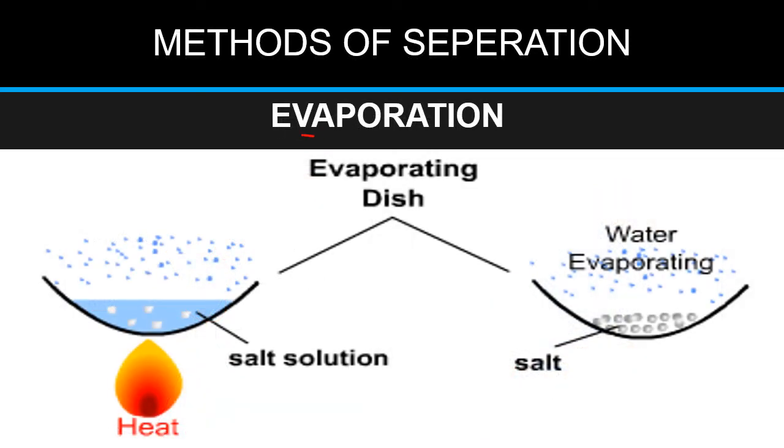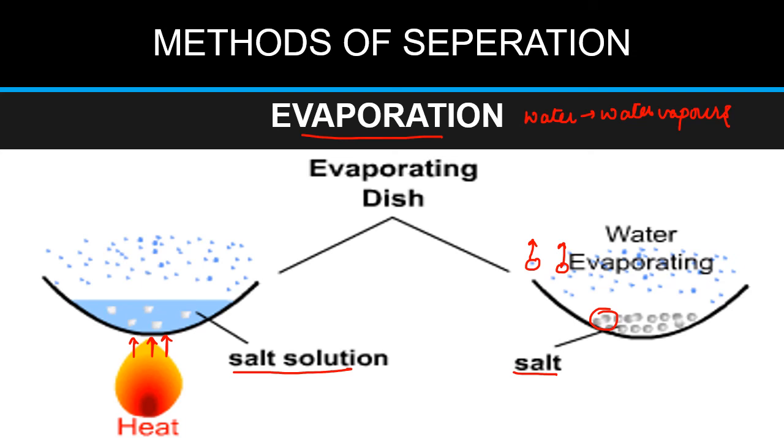Next method is evaporation. We know evaporation is the process in which water converts into water vapors. Thus, by this method, we can obtain the soluble solid dissolved in water. To get salt from its solution by the method of evaporation, we have to heat the salt solution for some time. You will see that water will start evaporating and a white residue is left behind. This is the salt.